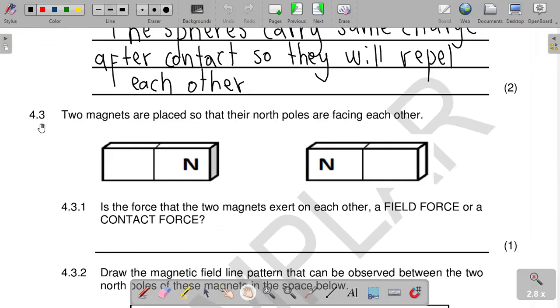4.3, as it says, two magnets are placed so that their north poles are facing each other. Okay. Their north poles are facing each other. So 4.3.1, they say what? Is the force that the two magnets exert on each other a field force or a contact force?